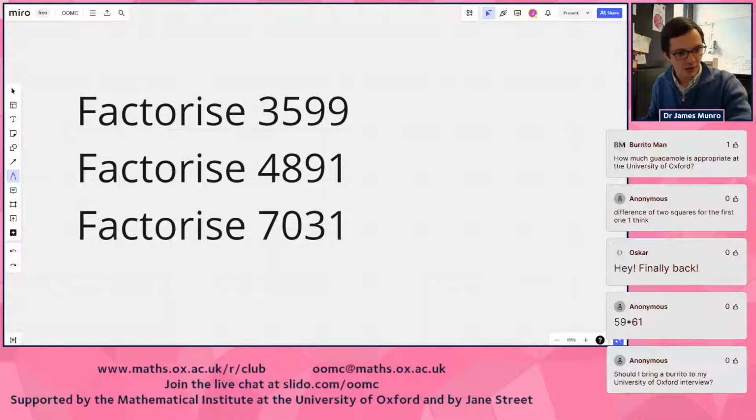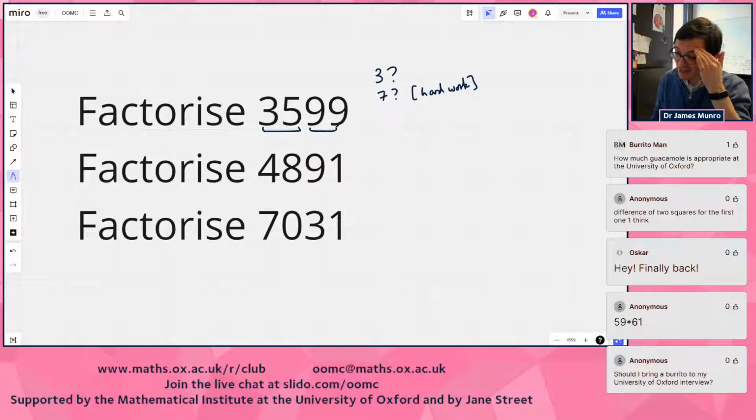Okay, so when you first see this first number, 3,599, maybe your reaction, like me, is to think, is this a multiple of 3? I can see it's not even and it's not a multiple of 5. Is this a multiple of 7? That, by the way, is hard work. And if I trawl through all of that hard work of dividing it by 7, I guess 3,500 is a multiple of 7, and then maybe I know that 91 is not a multiple of 7, because 91 is. So, okay, not 7, it's not too hard.